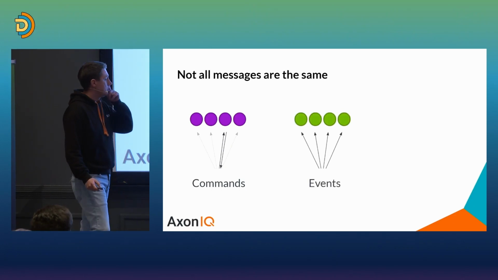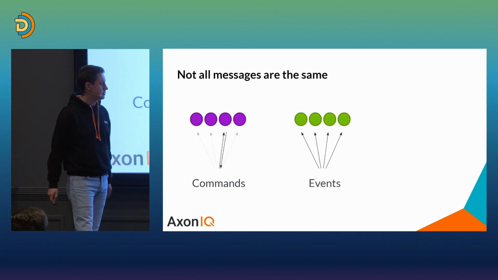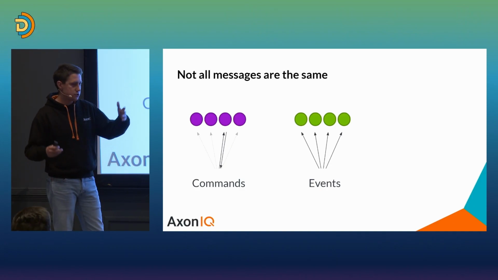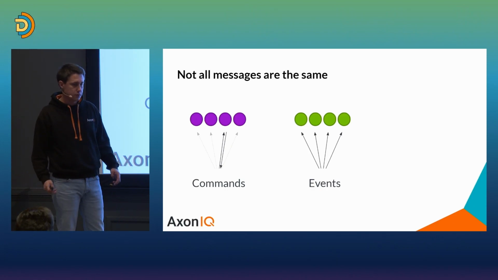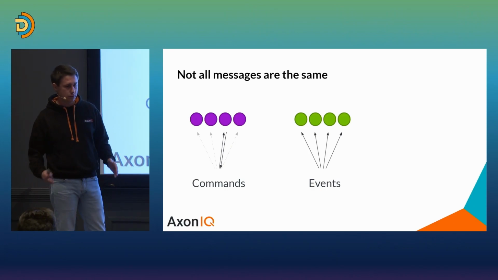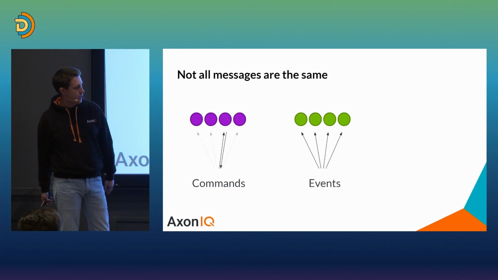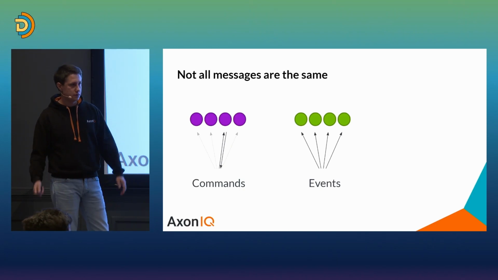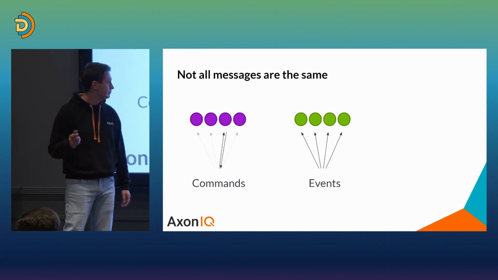The second type of messages that we usually have in our systems are events. They are routed to all interested components. We just do not care whether they are handled or not. Event handlers are the ones to keep track of handling them. And they represent a fact that something really important has happened in our system.